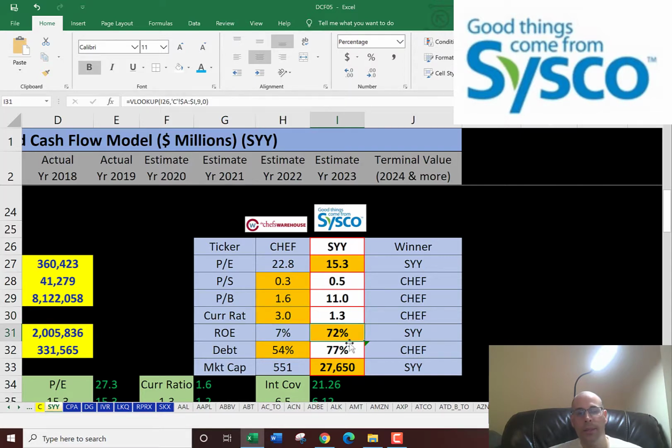ROE, Sysco's great in ROE at 72%. Chef is pretty low at 7%. Sysco does have a lot more debt than Chef. So debt does help improve ratios, so always keep that in mind. Sysco is much bigger of a company at 28 billion market cap, and Chef is only $500 million.